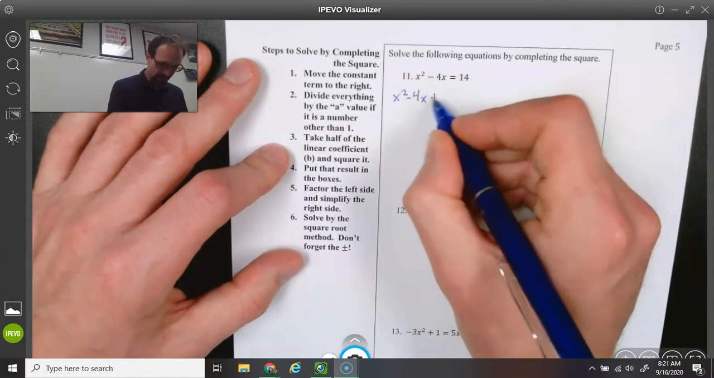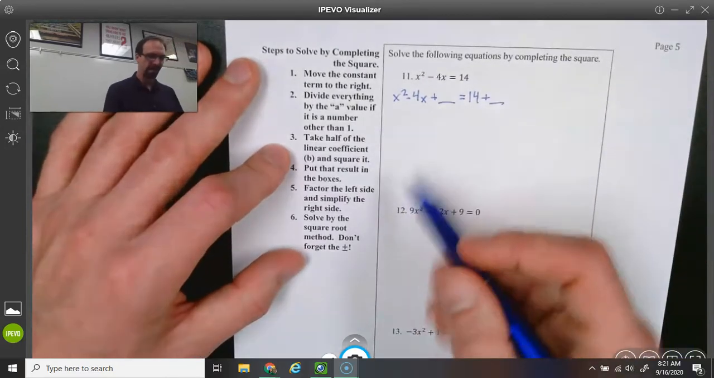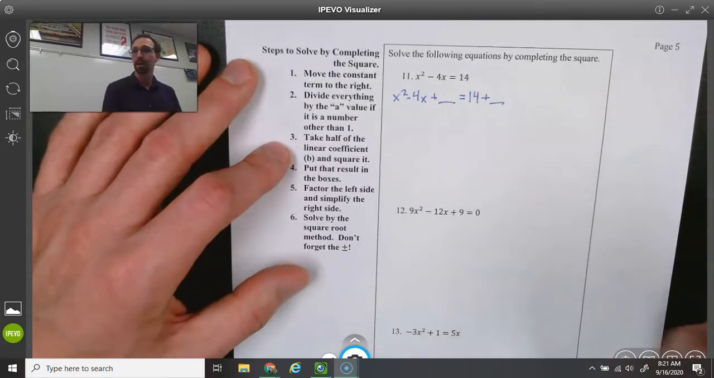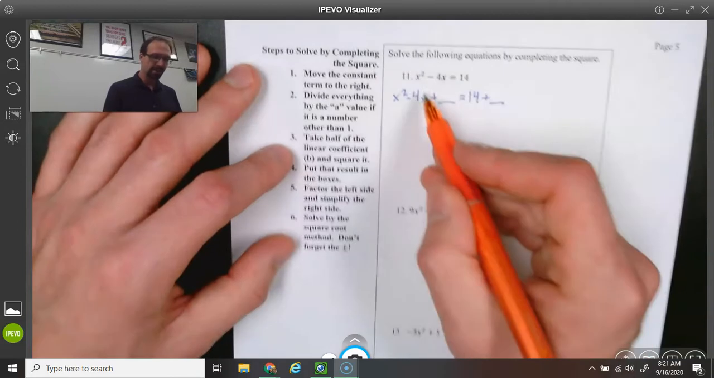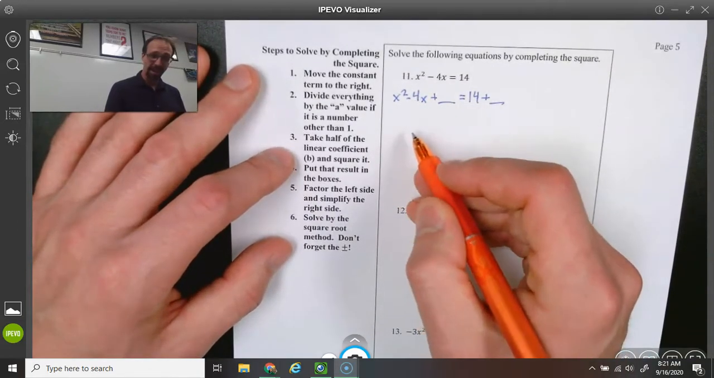And then we need to put a blank right here. And then what we're going to do is find the value that we need to complete this problem to make it into a perfect square. This is why it's called completing the square. The way that we do that is we take our b value, our linear coefficient, and then we take 1/2 of that and then square it.